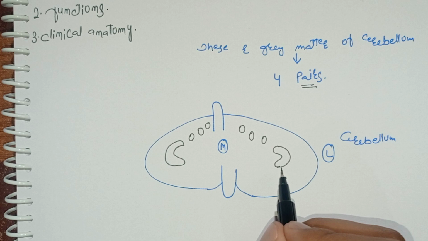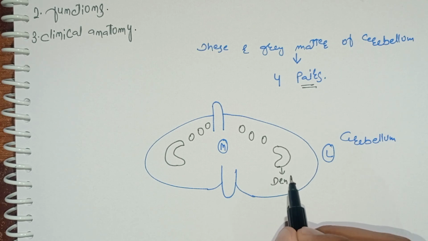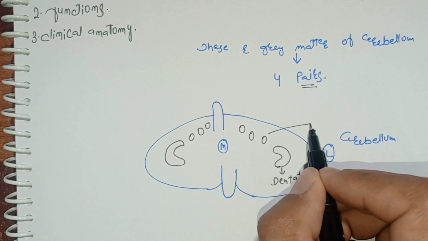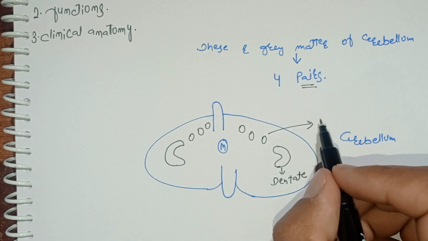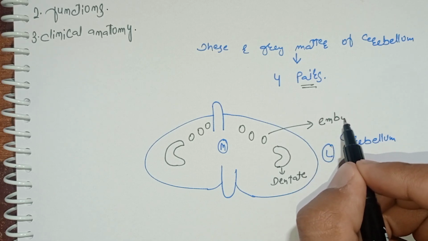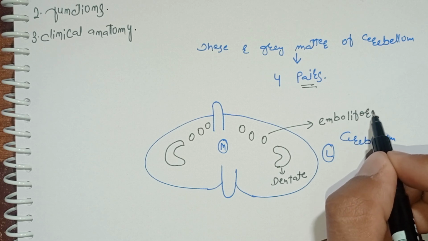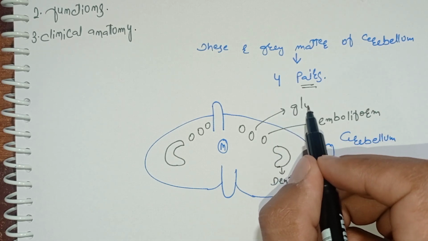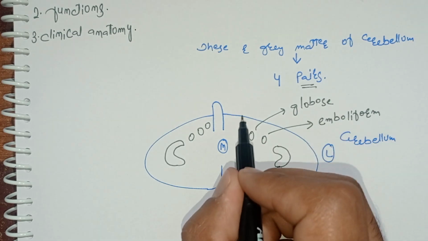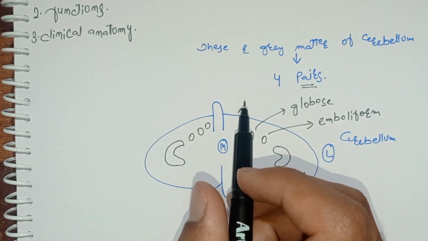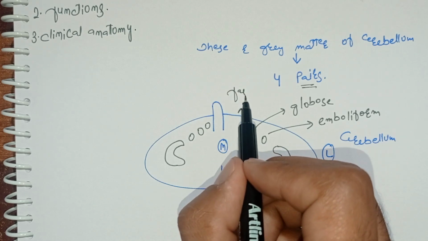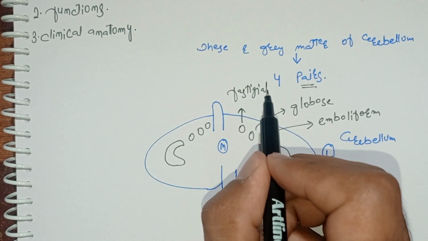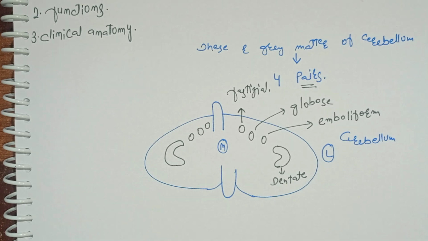This first nucleus is known as the dentate nucleus. The second nucleus is known as the emboliform nucleus. The third nucleus is known as the globose. The fourth nucleus is known as the fastigial nucleus. So these are the four nuclei of the cerebellum: dentate, emboliform, globose, and fastigial.